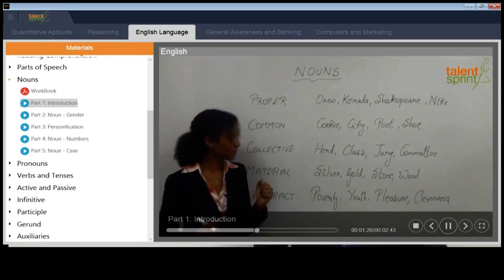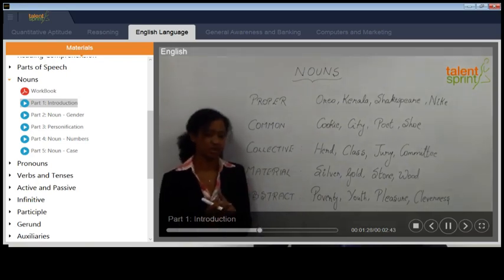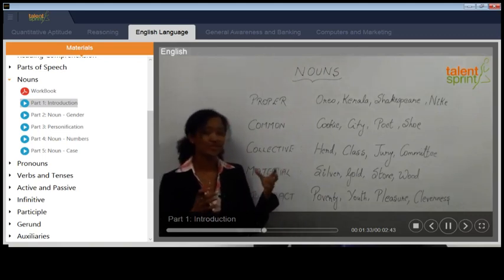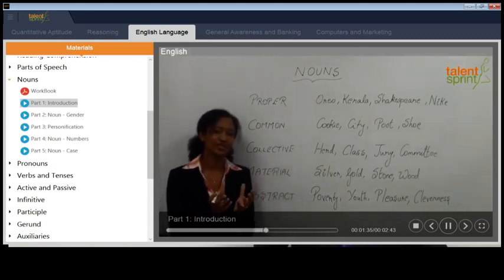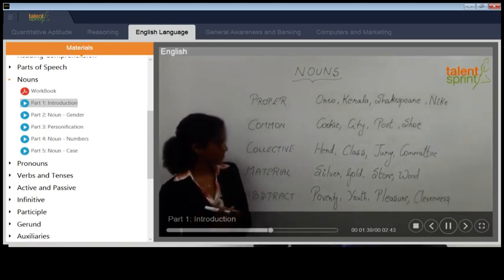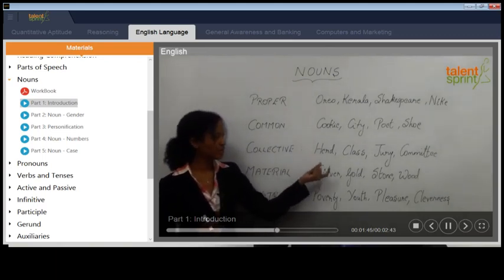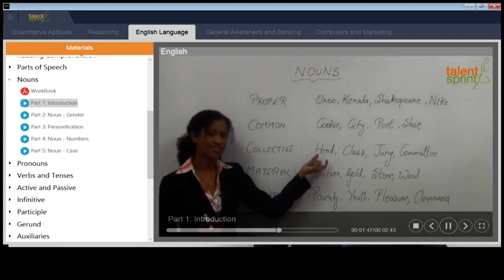Okay? Let's move to the third one, a collective noun. A collective noun is where a word represents a group or a collection of single individuals considered as a complete whole. So for example, herd, class, jury, committee. So these are a group representing single individuals within that class.